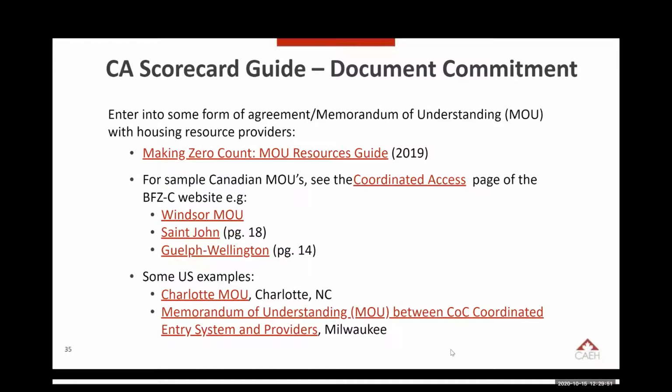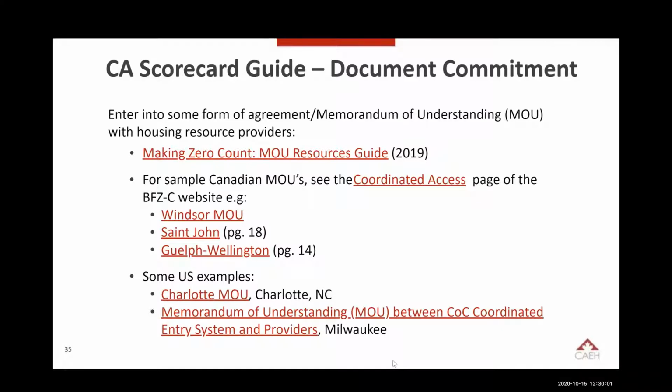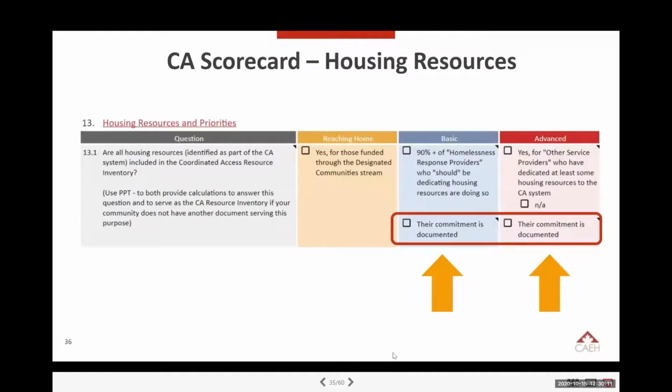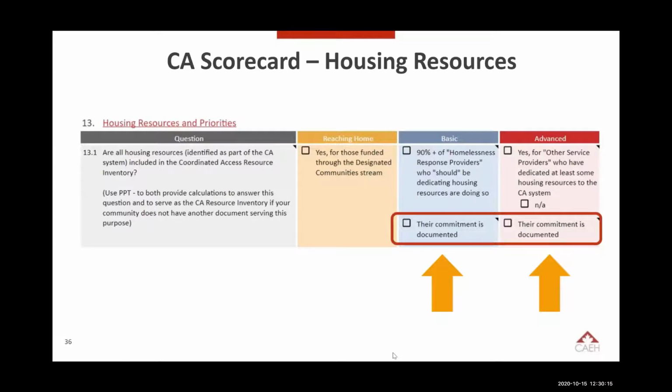But you can find in the Coordinated Access Scorecard Guide community examples noted, and as well you'll see there the Canadian Observatory on Homelessness, as part of the Making Zero Count project last year, created a guide to developing MOUs, which has been linked in here as well, and you may find that helpful. The Coordinated Access Scorecard question 13.1 goes on to encourage you to think about getting that commitment documented.